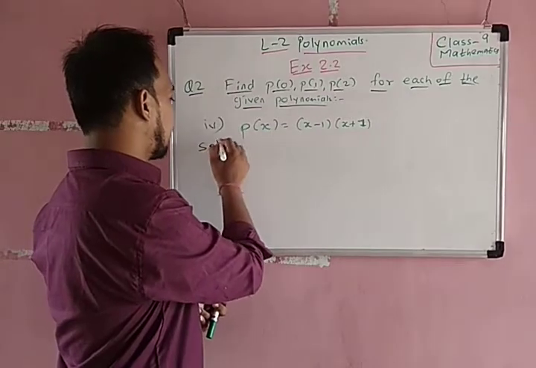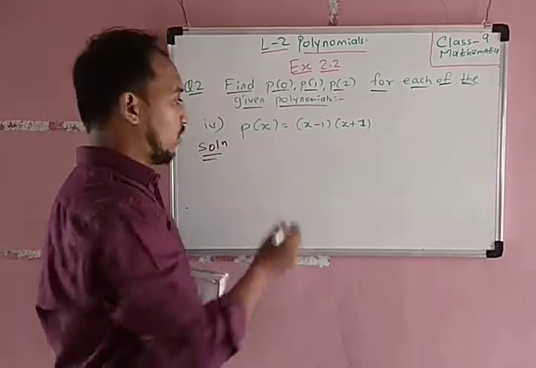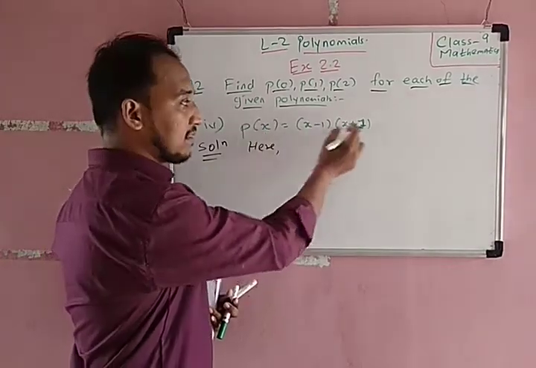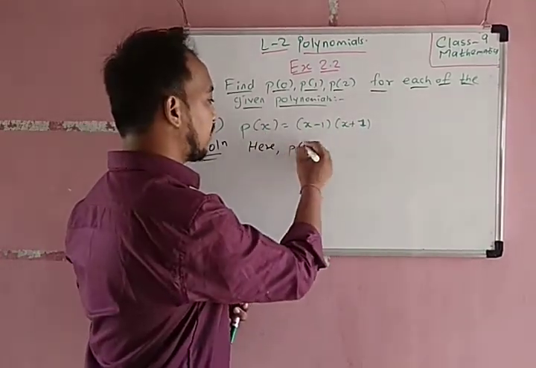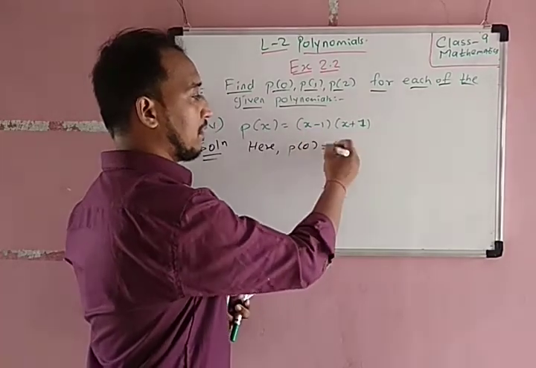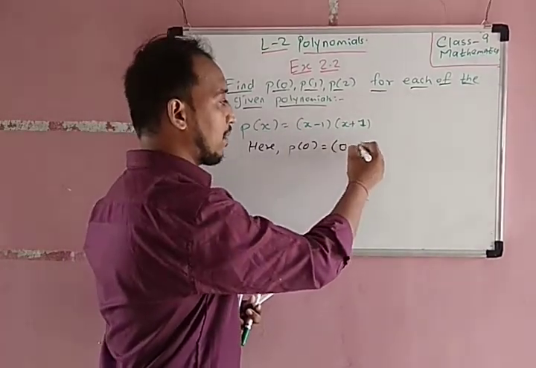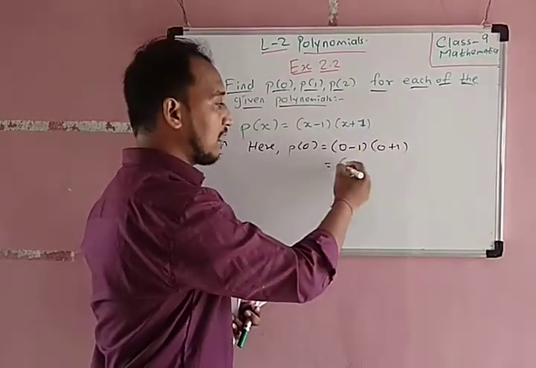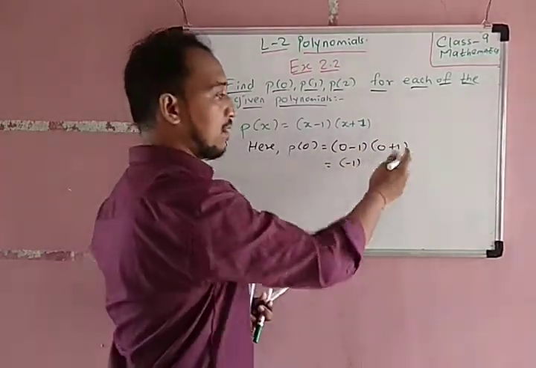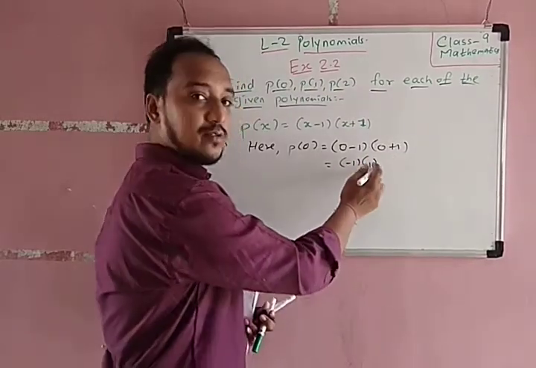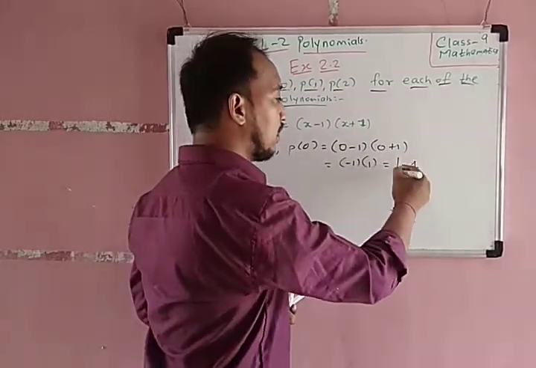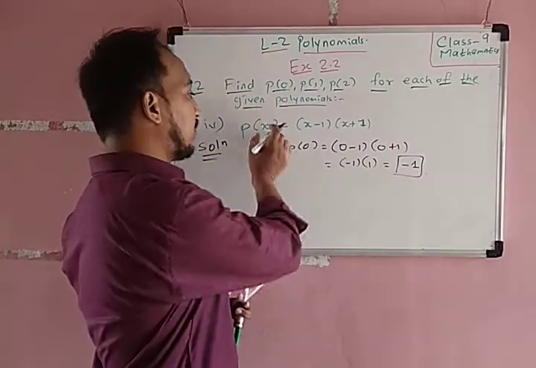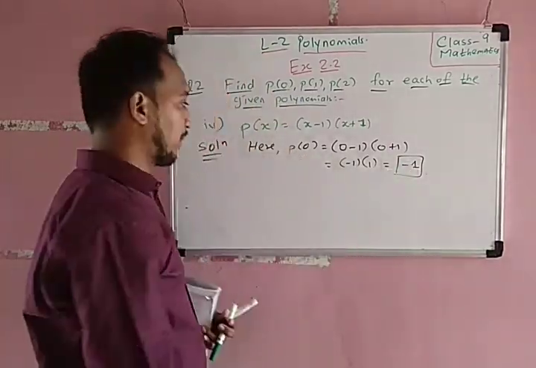So the solution is, first we will find for 0. Means we will put 0 in place of x. Okay. So p of 0 is nothing but put 0 in place of x, means 0 minus 1 into 0 plus 1. 0 minus 1 is nothing but minus 1. 0 plus 1 is nothing but 1. So minus 1 into 1 is nothing but minus 1. So for point 0 we get the value of the polynomial as minus 1.